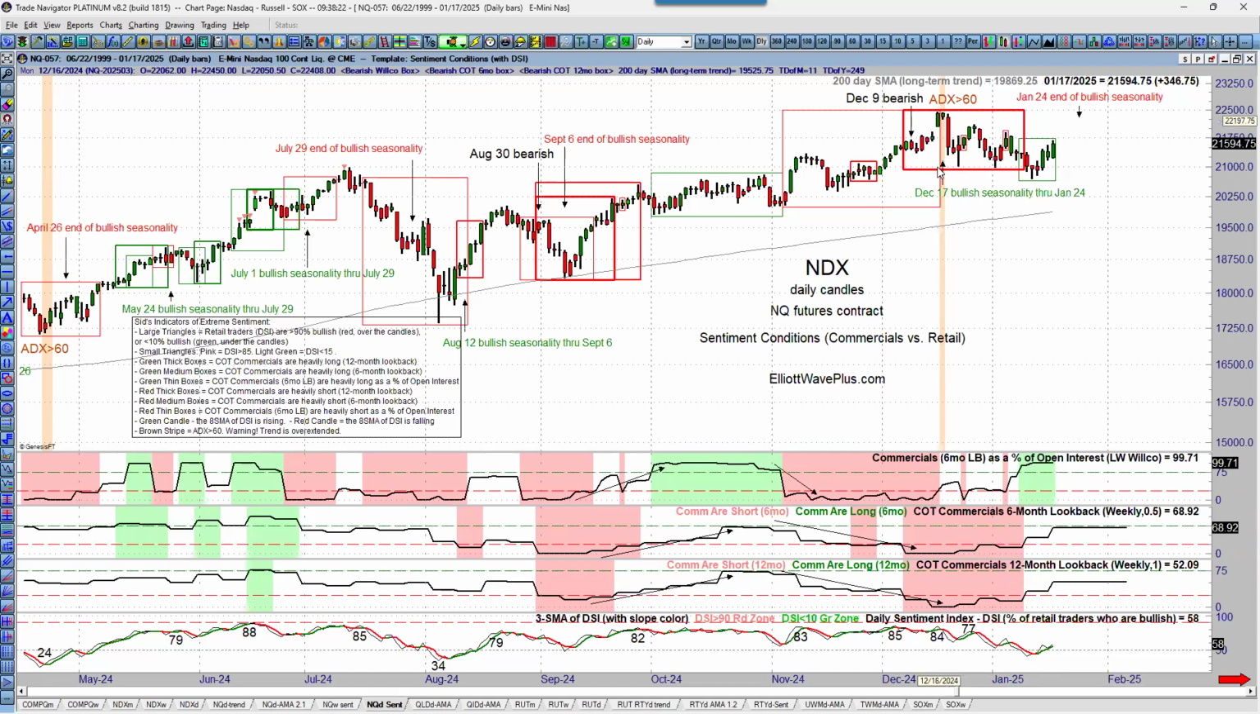So we did have that perfect storm of bearishness right here. It gave us this much downward movement so far. But now commercials have flipped, which suggests this has more upside. And there is a period of bullish seasonality in the Nasdaq 100 that still hasn't lapsed yet. It's good through January 24.